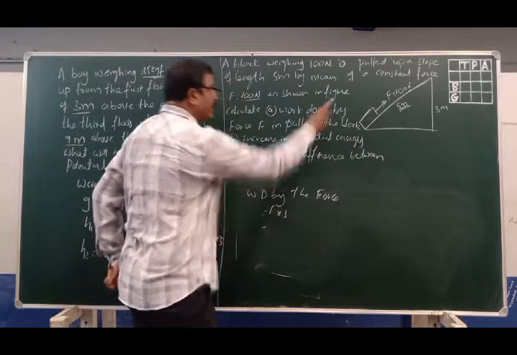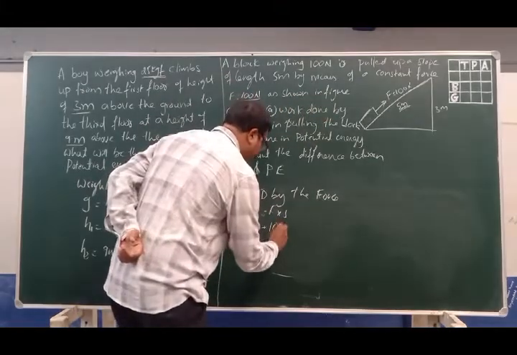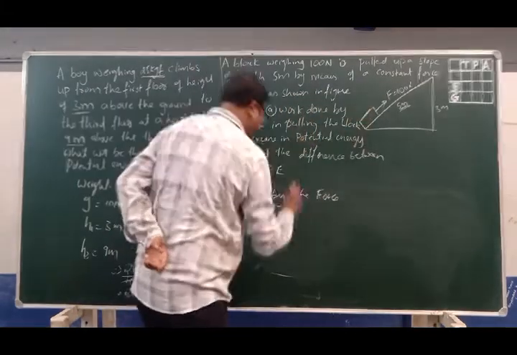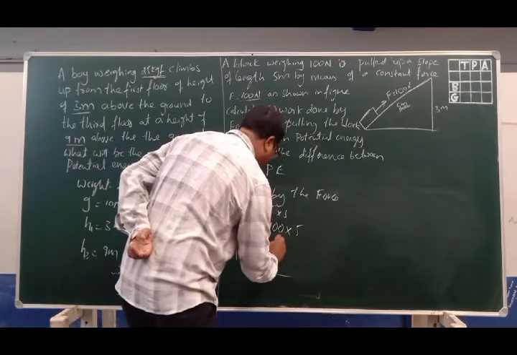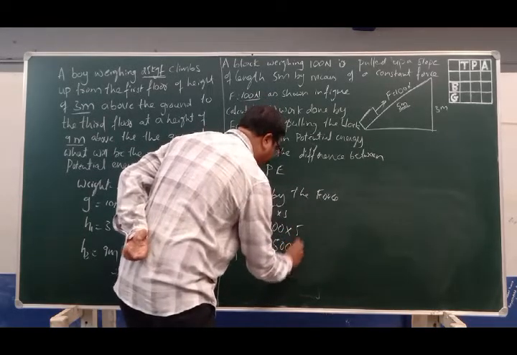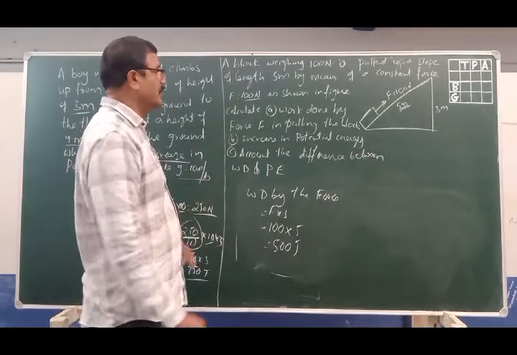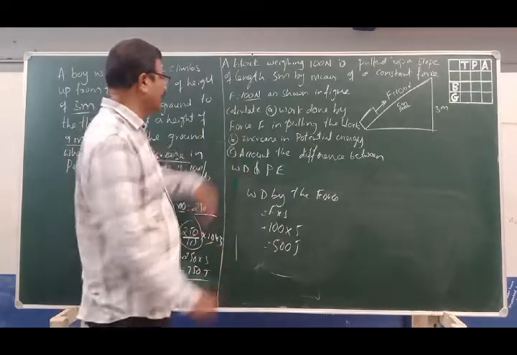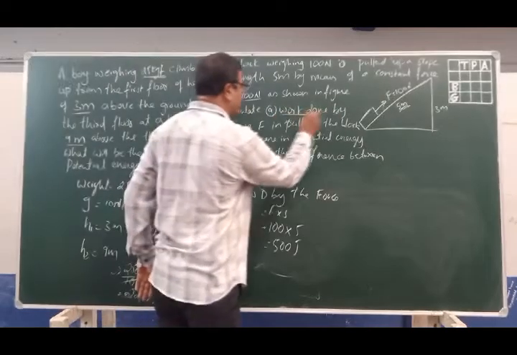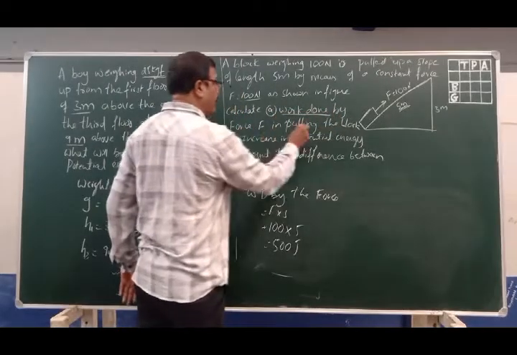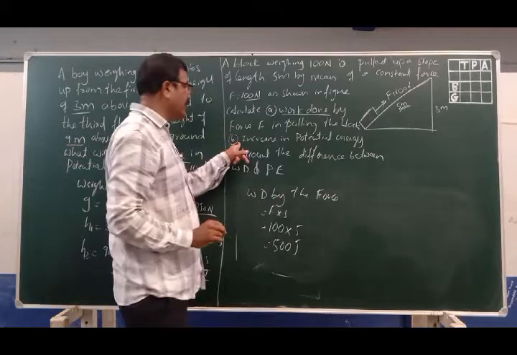So what is F here? It is 100 newtons, into the distance given, 5 meters. So the work done is 500 joules. So this is the first question: work done by force F in pulling the block. What is the second question here?